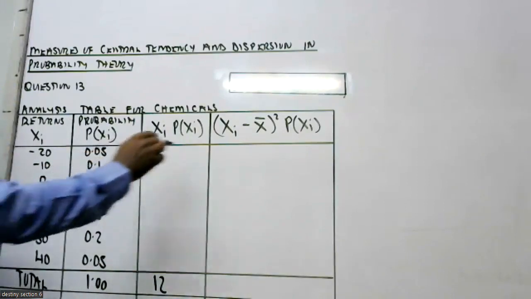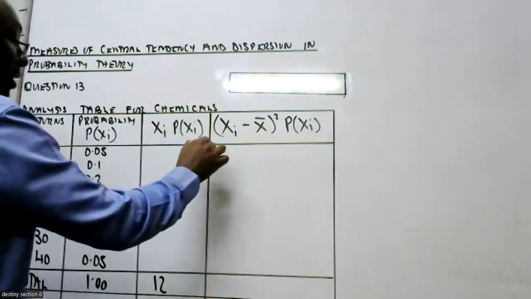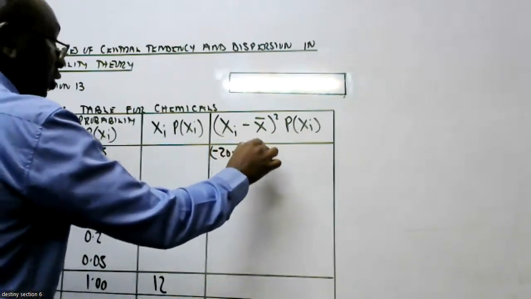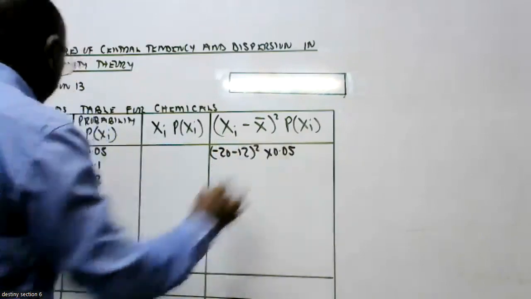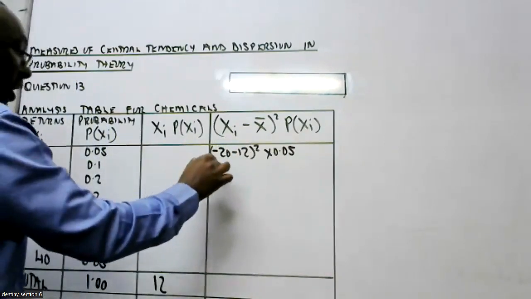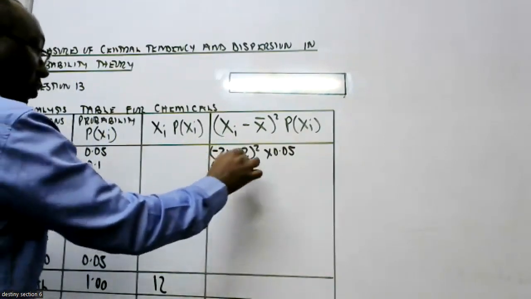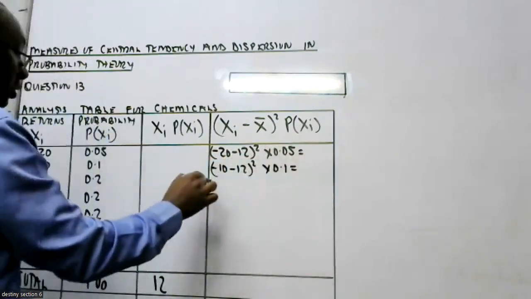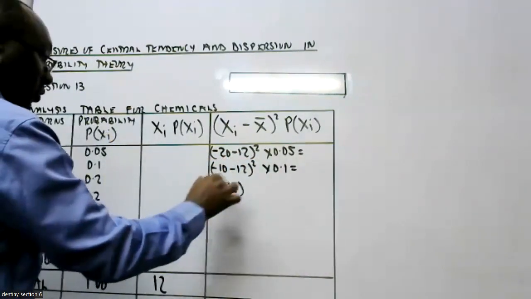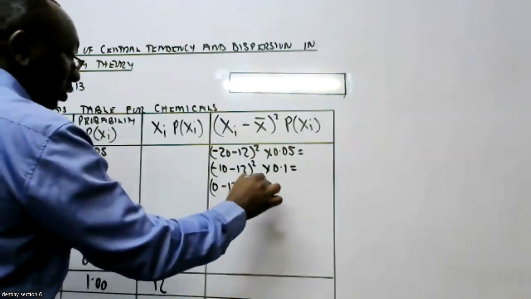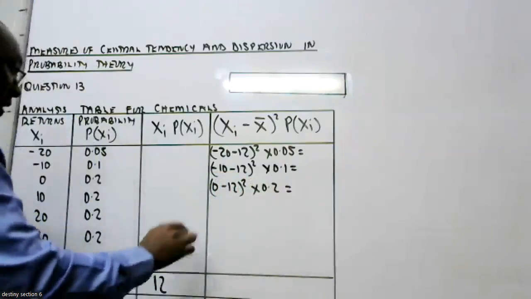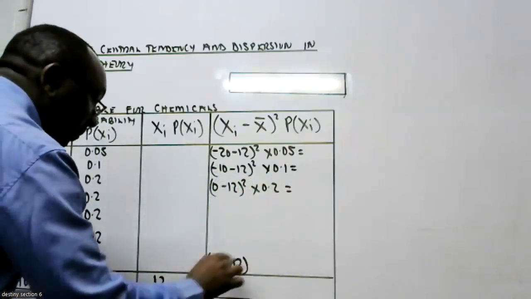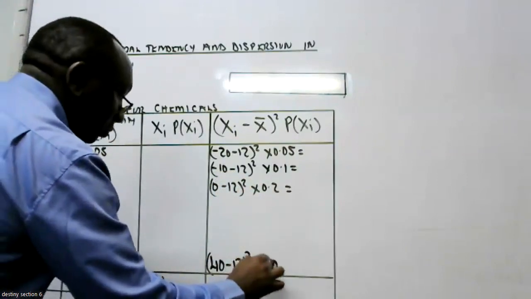here you say minus 20 minus 12, you square, and multiply with this probability. Then minus 10 minus 12, you square, multiplied by the probability. 0 minus 12, you square, multiplied by 0.2. You continue like that until the last one: 40 minus 12, you square, multiplied by 0.05.